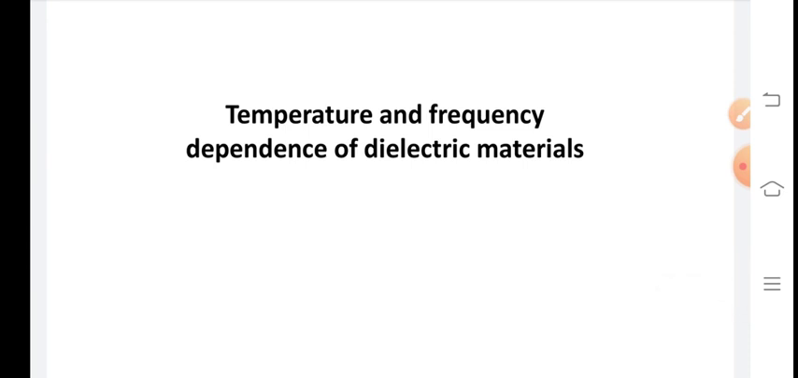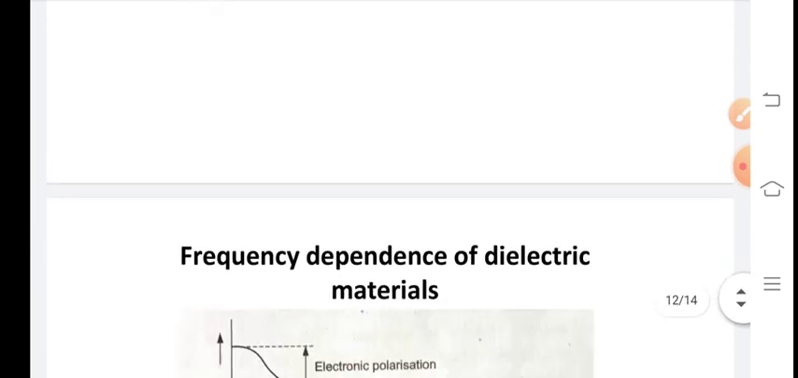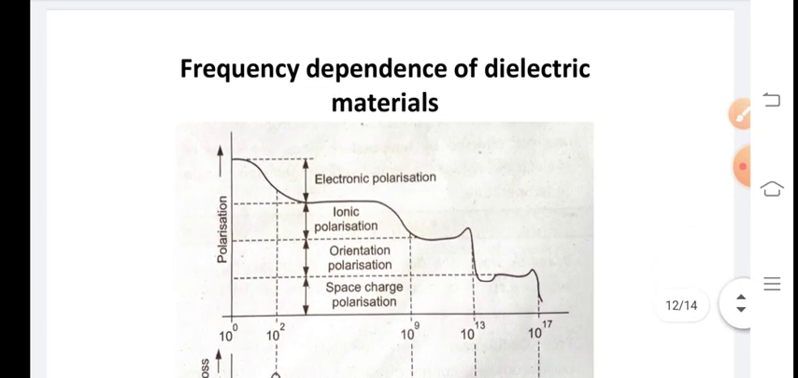This is the last point, that is the temperature and frequency dependence of dielectric material. The dielectric properties such as the polarization, dielectric constant, dielectric loss depend on the frequency of applied electric field and temperature. Now let us discuss the first point, frequency dependence of dielectric material.